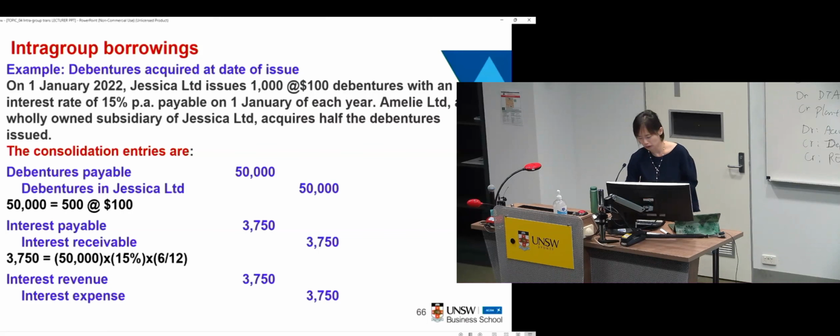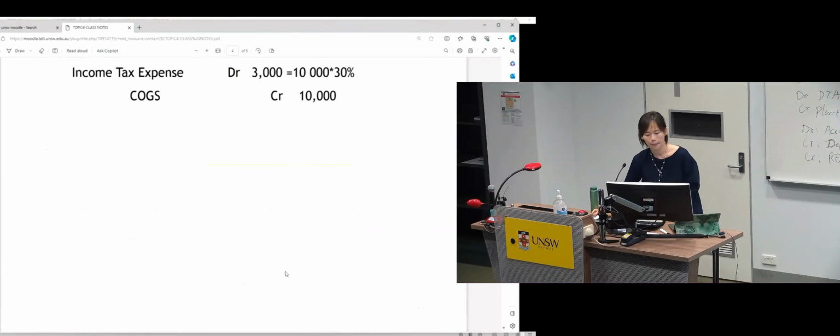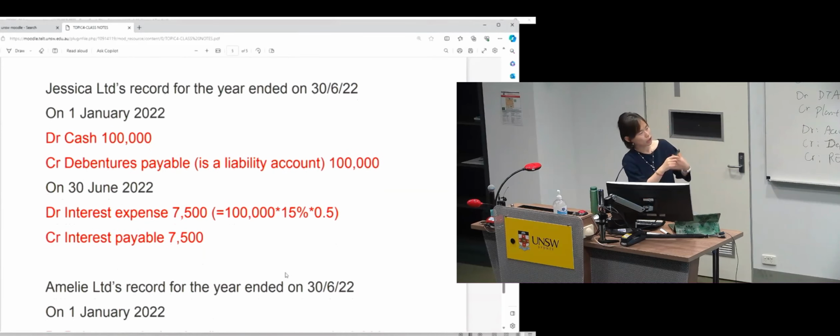Now before we move on to look at the worksheet entries, let's look at the entries recorded by each legal entity. Now Jessica, as the issuer, records the issue of debenture by debit cash, because they are raising the cash through issuing of the debenture, and then create a liability account. We can name this debenture payable for 100,000. This is based on the 1,000 debentures issued multiplied by $100 each. This is the entry on 1st January when the debentures were issued by Jessica.